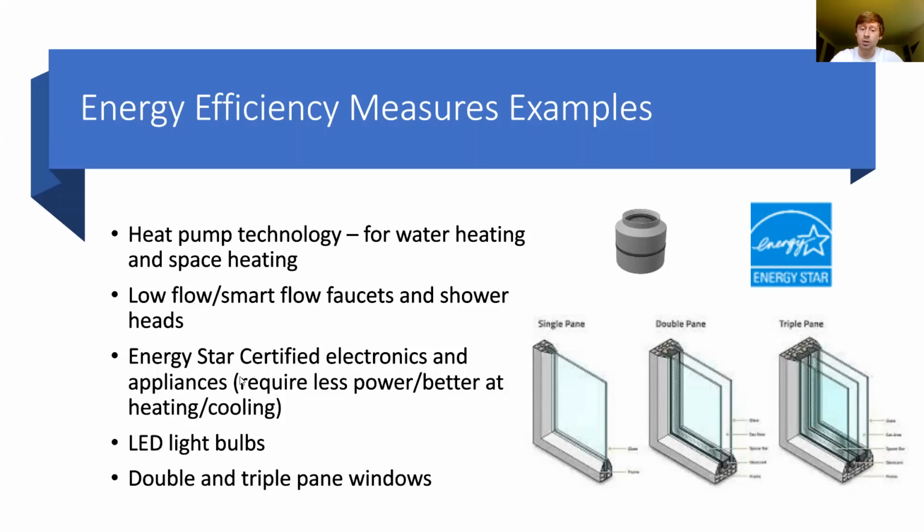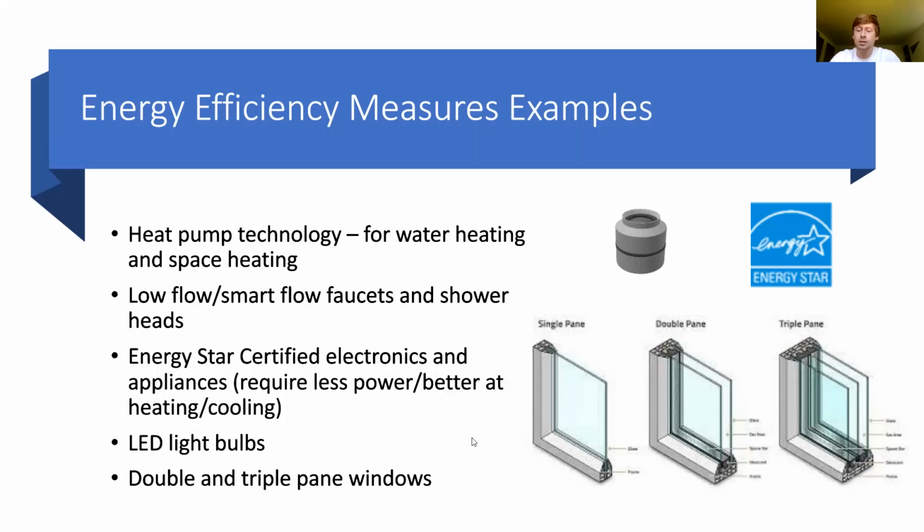There's also Energy Star certified electronics and appliances. That's what this blue square is up here. You'll see the Energy Star sticker on things like your fridge or your laptop. My laptop has an Energy Star sticker on it. But basically it just signifies that that device or appliance requires less power to perform the same tasks and just be on. There's things like LED light bulbs. These are just more efficient than old incandescent light bulbs.